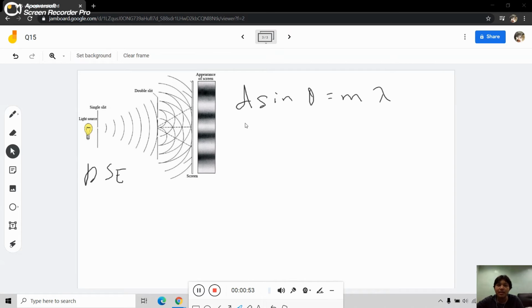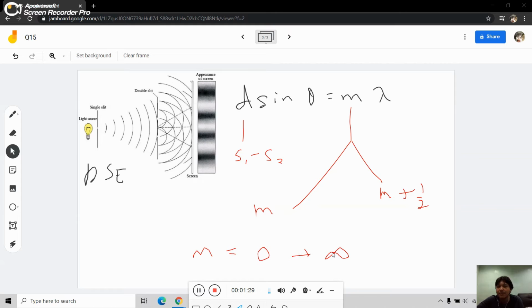We know that d is the distance between two slits, S1 to S2 for short. M can be derived into two types, integer m and m plus half. Integer m is constructive interference, where it's going to fall on the bright fringes or the maximum fringes, and m plus half is destructive interference, where it's going to fall on dark fringes. The order of m can be from 0 to infinity. It's all based on the dark and bright fringes that appear on the screen. That is a brief explanation for the double slit experiment.